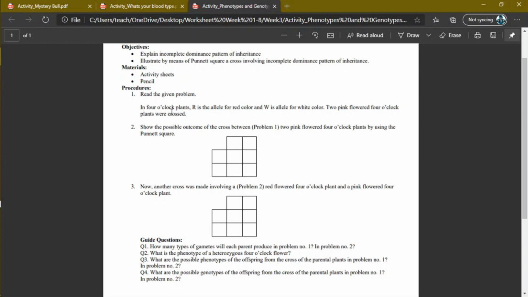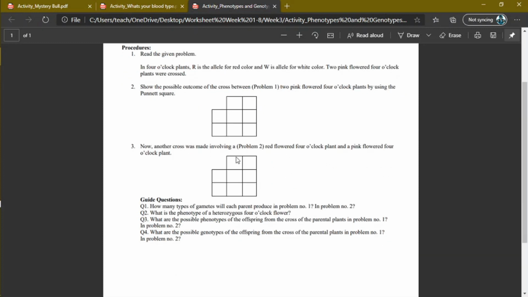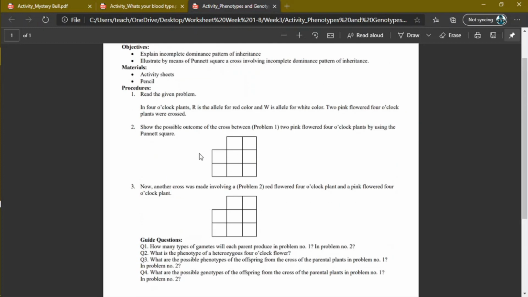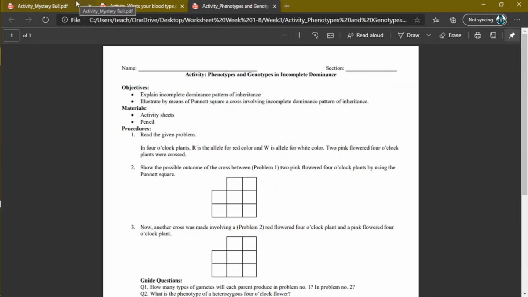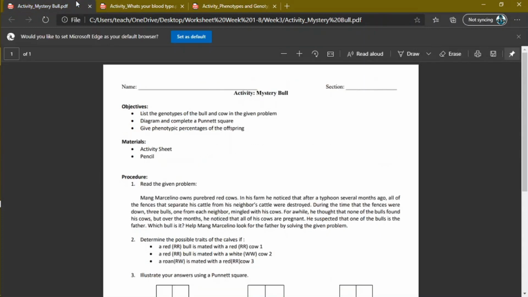Procedure: you are going to show the possible outcome of the cross between the problem 1 using the Punnett square. After doing the two Punnett squares, for problem number 1 and 2, you are going to answer these 4 guide questions. On the second day, you are going to answer the activity entitled Mystery Bull.